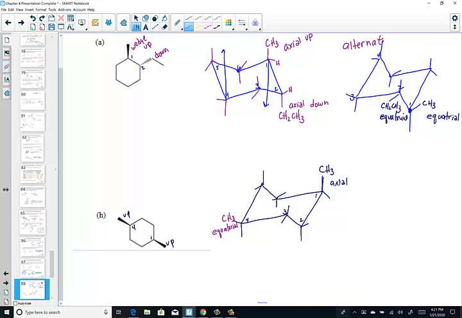Do a chair flip. Push carbon 1 down, push carbon 4 up. And just draw your lines in the opposite direction. Ooh, this is going to be narrow. Okay, that is not good.